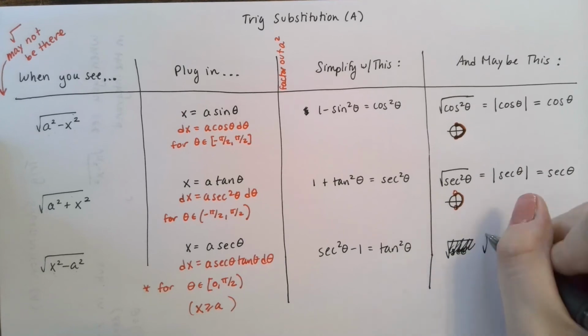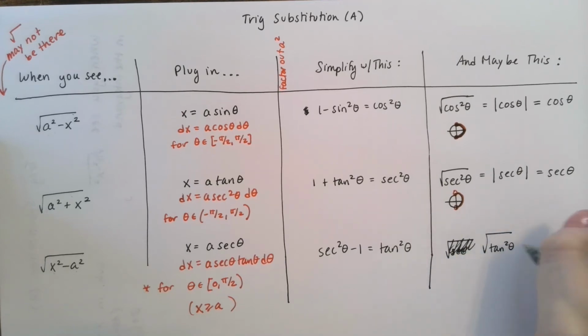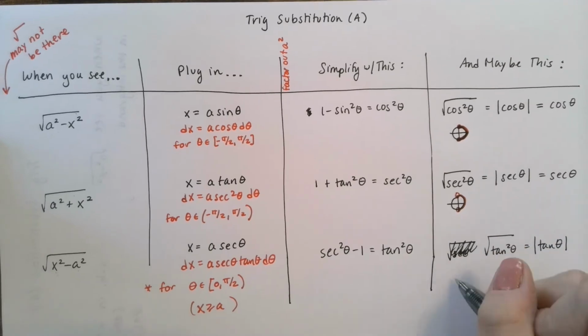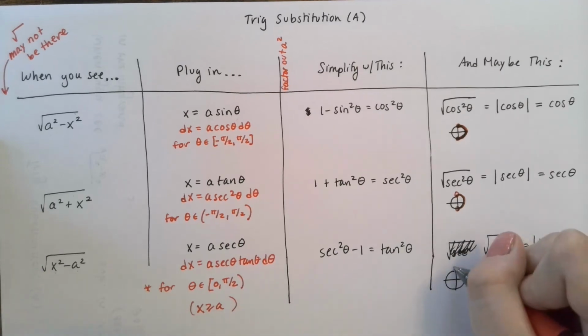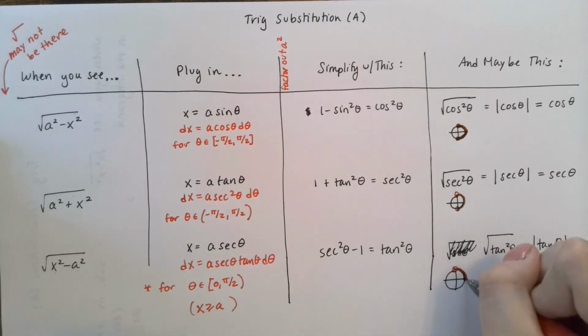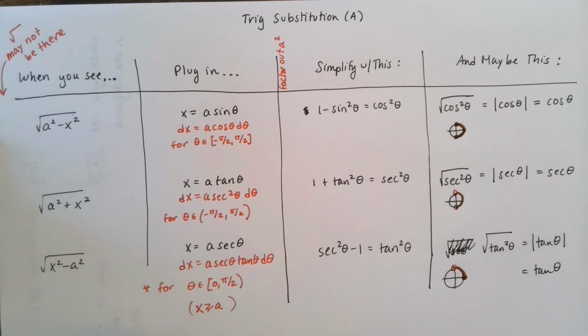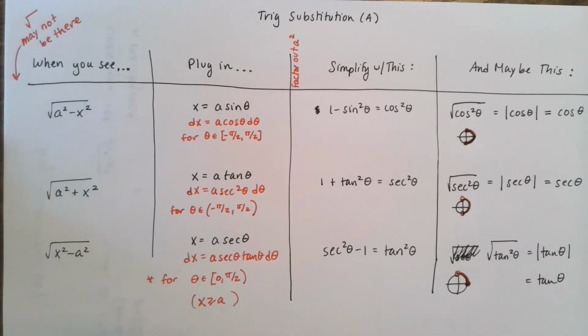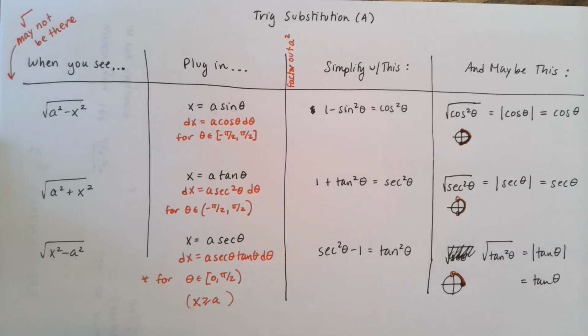The square root of tangent squared theta, really that's the absolute value of tangent, but as long as we are in the first quadrant, which is what this is here, your tangent is positive. So we can just say regular tangent, and that makes our integrating that much easier.